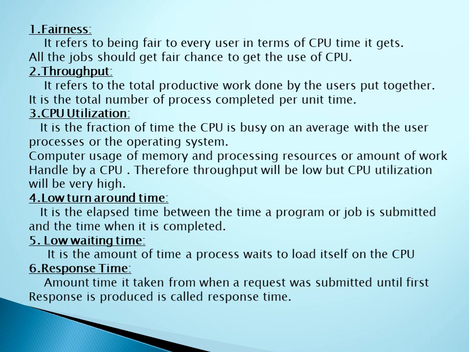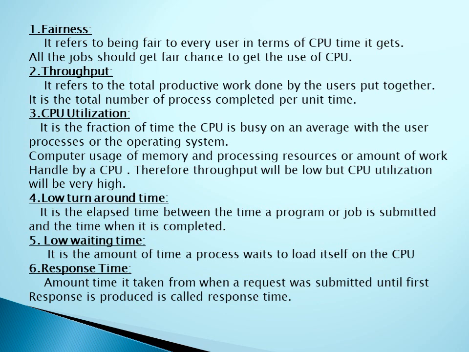Second, throughput. It refers to the total productive work done by the users put together. It is the total number of processes completed per unit time. As we know, for each and every application, a number of processes are created, and when those processes are executed, that application is done. All these productive works put together are called throughput, the total number of processes completed per unit time. So this is about throughput, whatever the work done by those processes.